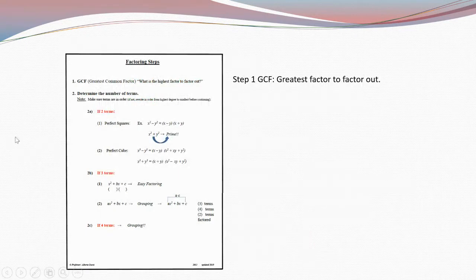Okay, now, this is what I'm talking about. It's going to be here 2c. So step 2 is determine the number of terms. If you have 2 terms, then it's going to be either perfect squares or perfect cubes. If you have 3 terms, it's going to be the easy factoring, which I call easy factoring, or by grouping. And then 2c if it's 4 terms. So this is what we're doing now, 2c.